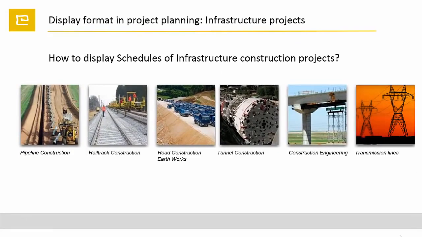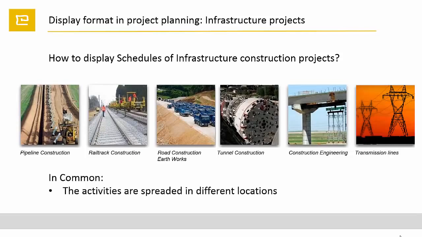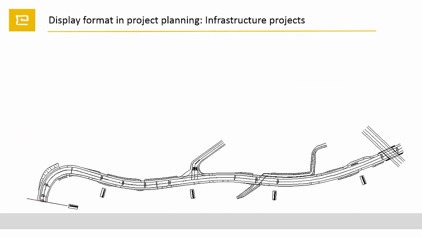Pipeline, rail track, road construction, earthwork projects, tunnels, bridges and transmission line projects. All those projects have in common that the activities are spread in different locations. The locations are defining conditions for the schedule. I would like to show some common location conditions along a road picture.